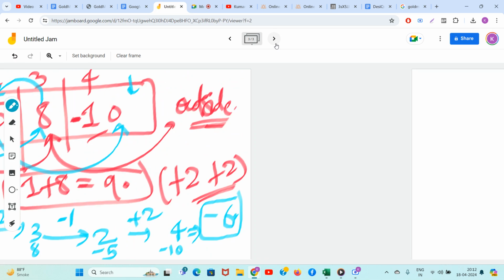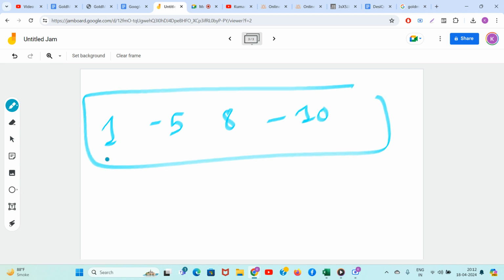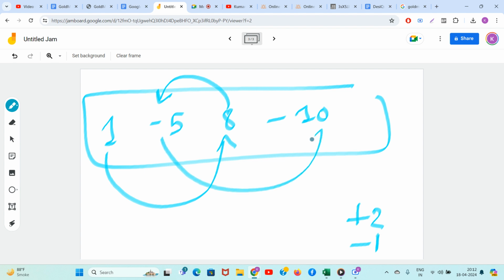Dipanjan, what were you doing? You only tell me, Dipanjan. You are allowed to do the jump of plus 2 or minus 1. I jump from 1 to here. Then I jump from 8 to minus 5. Then I jump from minus 5 to minus 10. Done. Clear, Dipanjan? The sum of the whole array is possible in this case.